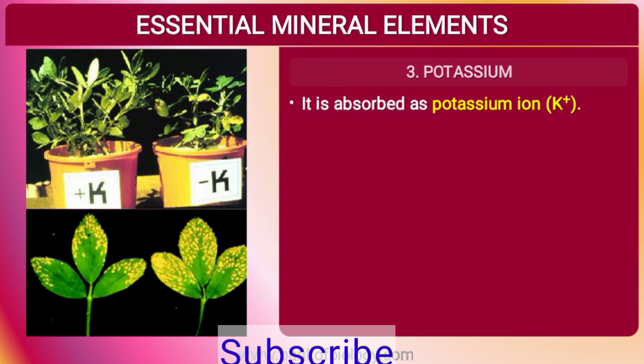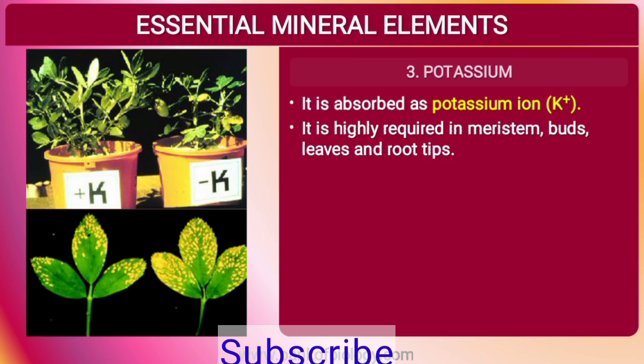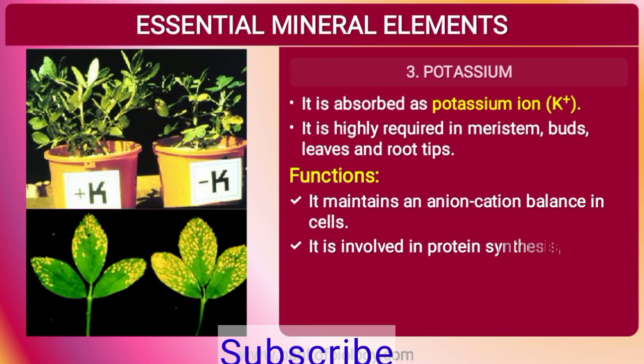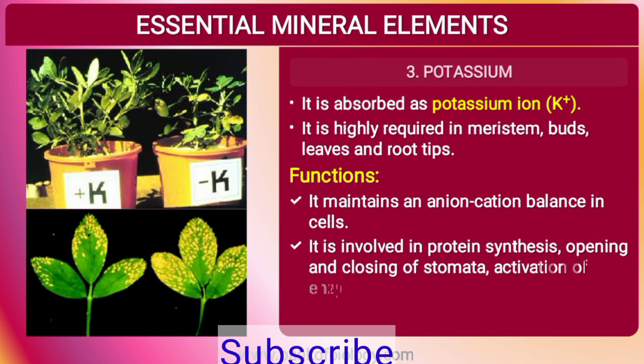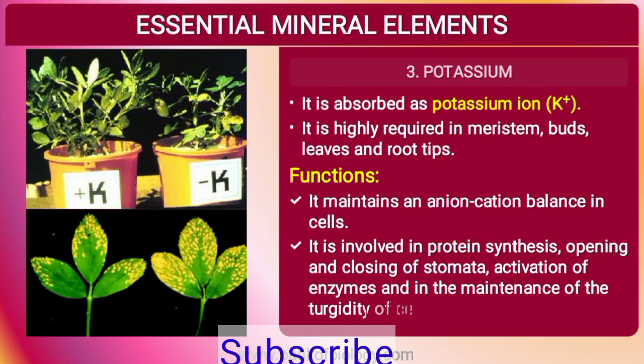Third is potassium, which is absorbed as potassium ion, and it is used in the potassium ion pump. It is highly required in meristems, buds, leaves and root tips. Its functions include maintaining an anion-cation balance in the cells, means to say it regulates positive and negative ion movement inside the cell, and it is also involved in protein synthesis, opening and closing of stomata, activation of enzymes, and maintaining the turgidity of the cells.